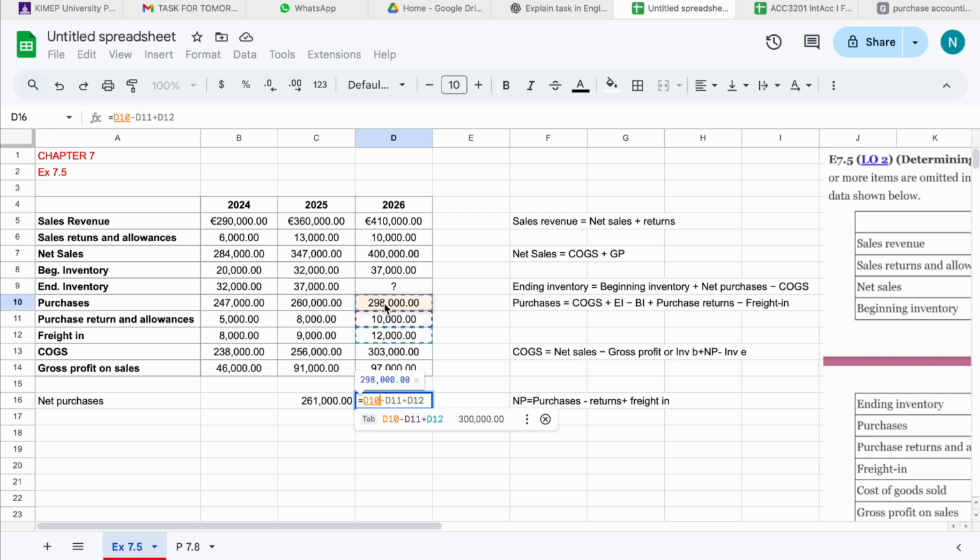To find the ending inventory, again we are going to use net purchases. So we are going to subtract from the purchases the returns and allowances and then add the freight-in. So we have our net purchases of 300,000 euros, and then we're going to add it to the beginning inventory and then subtract cost of goods sold. So that's going to be our ending inventory of the year 2026. We have filled all the gaps and let's move on to the next problem.